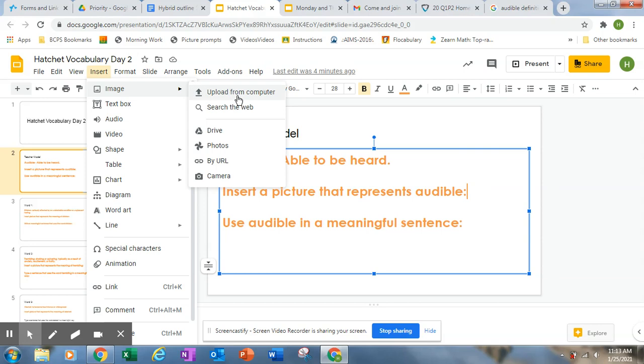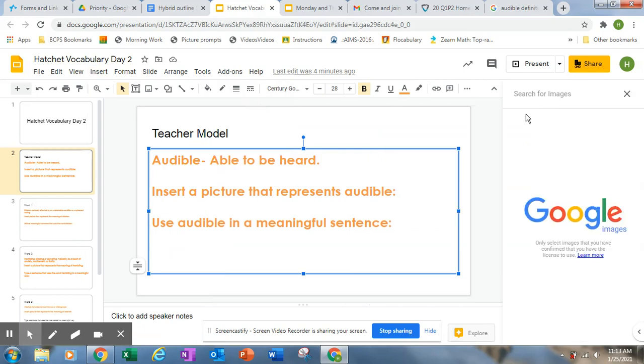And if you have a picture that you've drawn in your notebook, you'll say Upload from the computer, Upload from Drive, or you can take a picture using a camera right here. If you want to search a picture, then you can say Drive, you can say Search the Web. And I'm going to look up a picture of listening.